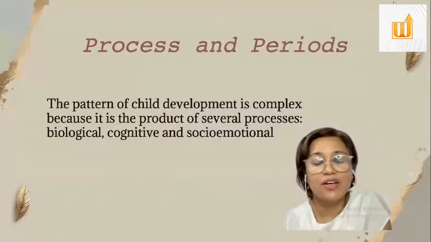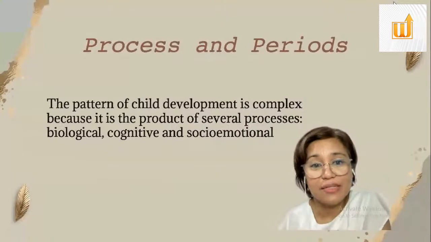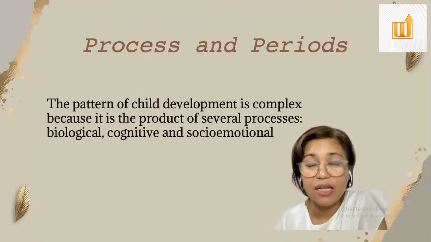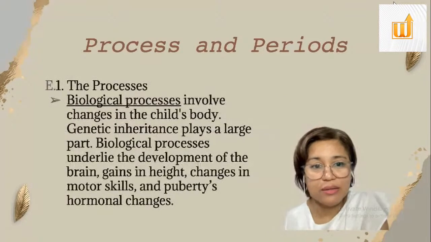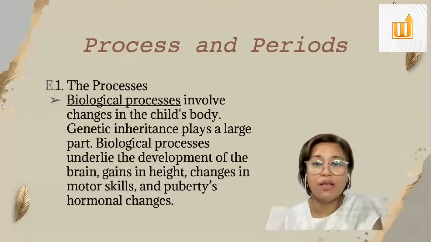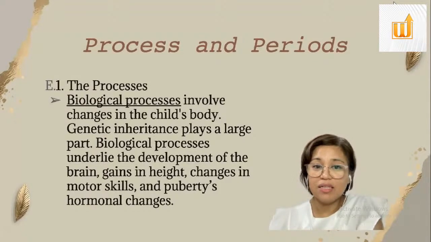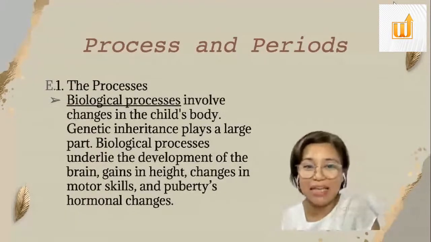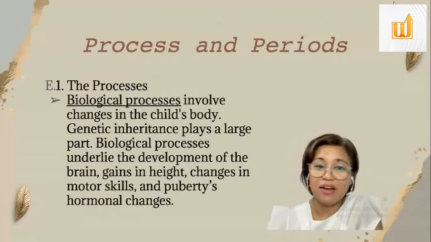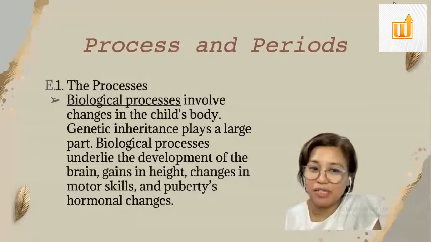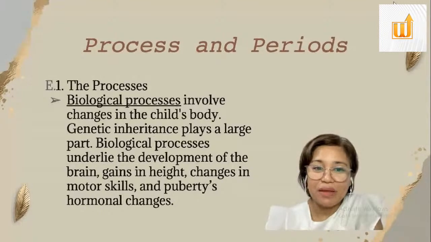Let's see. So, these are patterns, these are complex, and these are products of several processes such as cognitive, biological or physical, and social emotional processes. Okay, so we look at the biological processes. It involves changes in the body of the child. Basically, for the end time, I will again emphasize that the genetic inheritance plays a large part of the biological processes.